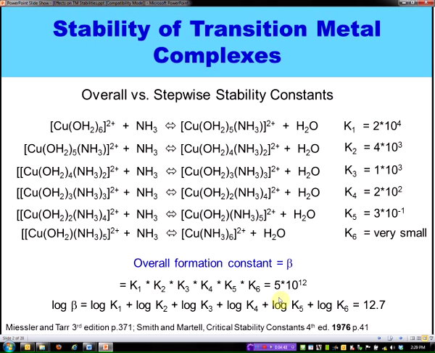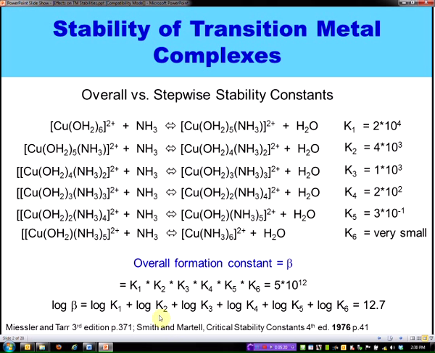Now, that 5 times 10 to the 12th is a very large value, so it's very difficult to work with sometimes. It's not as easy to work with. So because formation constants can be rather large, many times you'll see them expressed as logs. So rather than just saying the beta value of 5 times 10 to the 12th, it'll be the log beta. So the log beta value is 12.7. And if we remember our rules of logs, rather than here where we're multiplying the K values, here we're adding the logs of the K values.